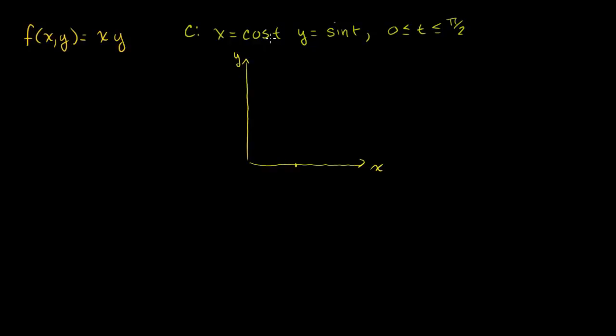That's cosine of 0. And y is sine of 0, or y is going to be 0. So we're going to be right there. That's at t is equal to 0. When t is equal to pi over 2, what's going to happen?